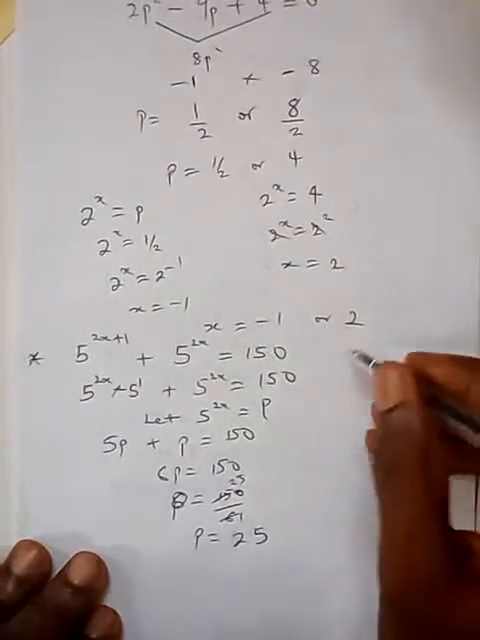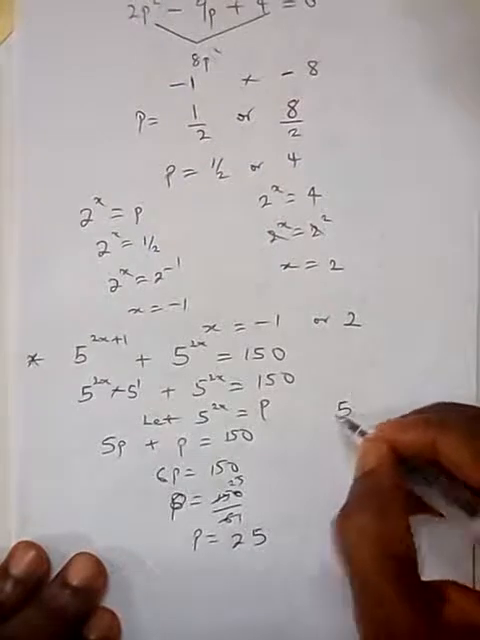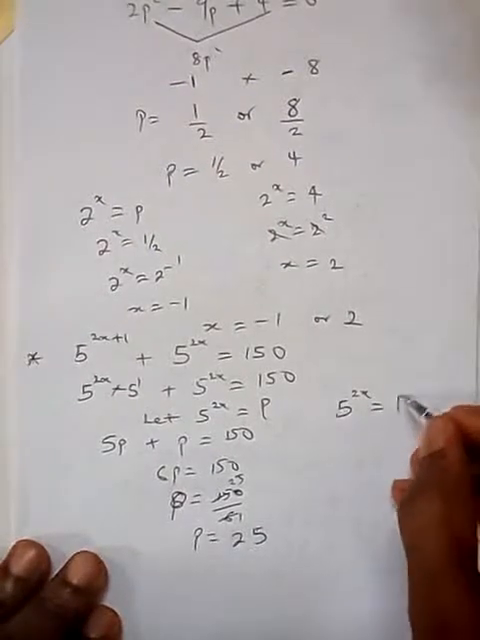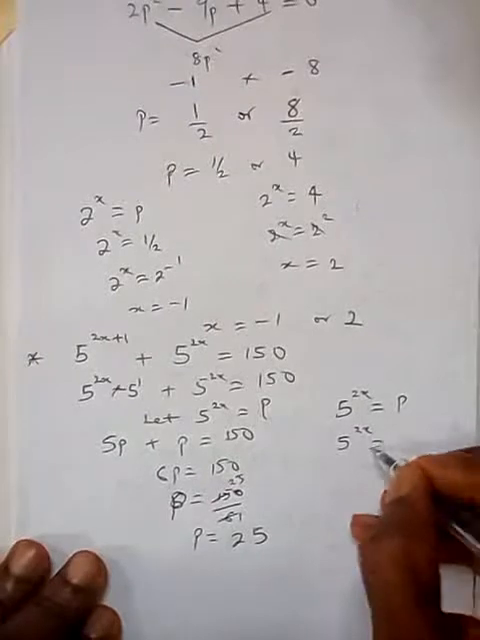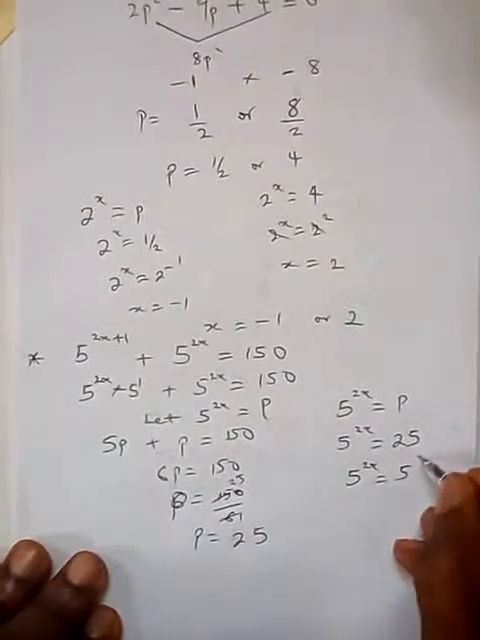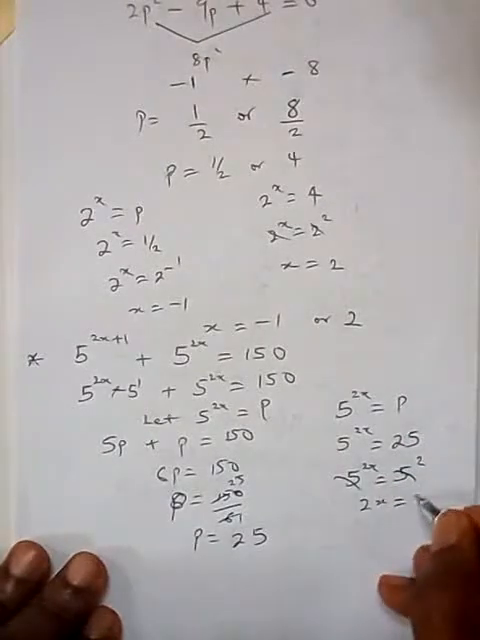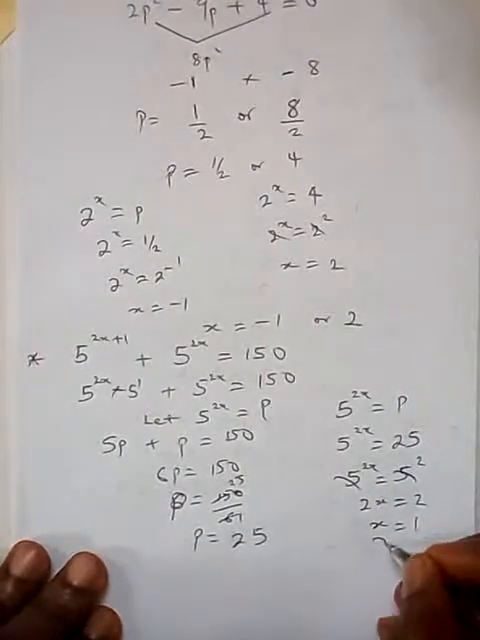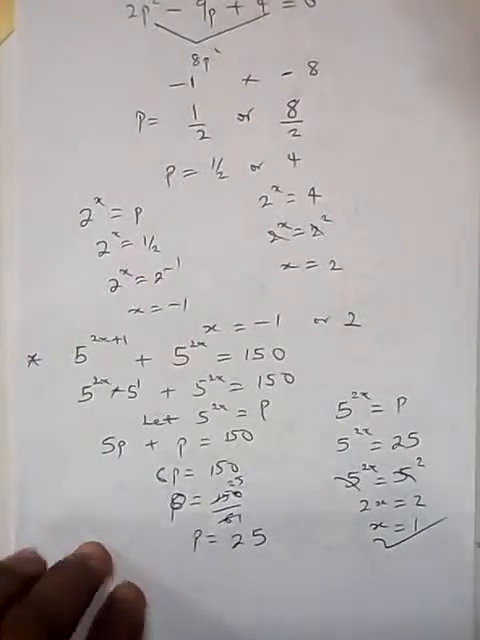So if p is 25, we have already said 5 raised to the power 2s is equal to p, meaning that 5 raised to the power 2s is equal to 25. 5 raised to the power 2s is equal to 25 is 5 raised to the power 2. 2s is equal to 2. s is equal to 1. So s is equal to 1. It's the answer there. Okay?